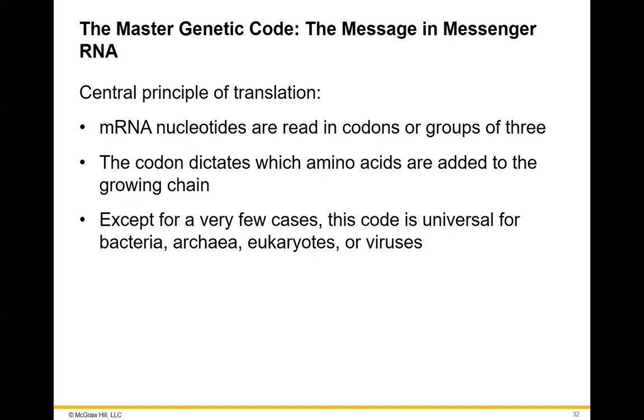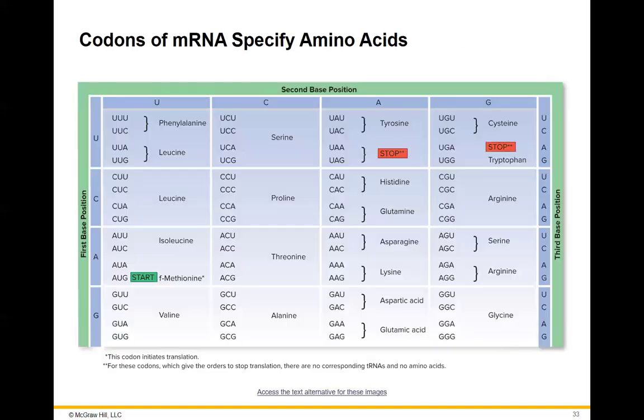Okay, so mRNA nucleotides, we read them in groups of three. Those groups of three are called codons. mRNA has codons. Typically, this is a universal code. And these are all the possible codons that you could have in mRNA based on our A, T, C, G. And remember, T will be replaced by U for our RNA, so A, U, C, G.